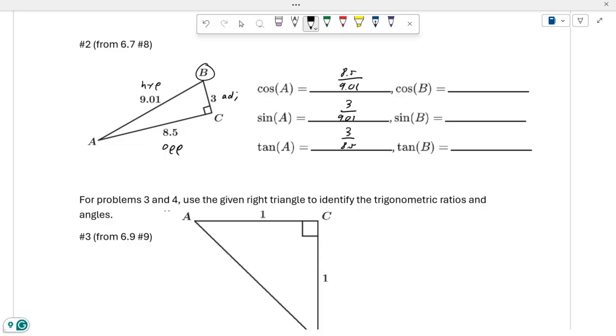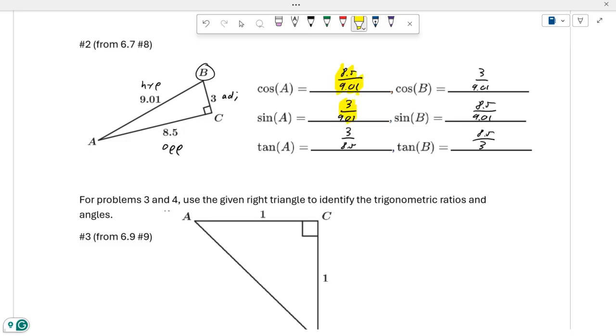The definition for cosine is adjacent over hypotenuse, and so that becomes 3 over 9.01. The definition for sine is opposite over hypotenuse, and so that is 8.5 over 9.01. And then the definition for tangent is opposite over adjacent, which is 8.5 over 3.